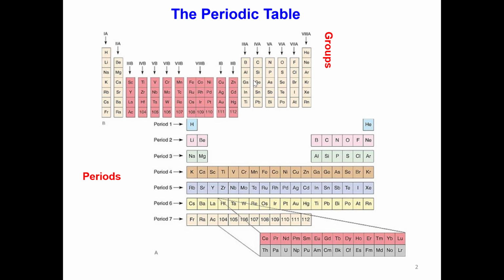Also, we said the periods indicate the principal quantum number n, which is associated with the energy level. This is why period 1 corresponds to the energy level n equals 1. Period 2 corresponds to the energy level n equals 2. And period 7 corresponds to the energy level n equals 7.